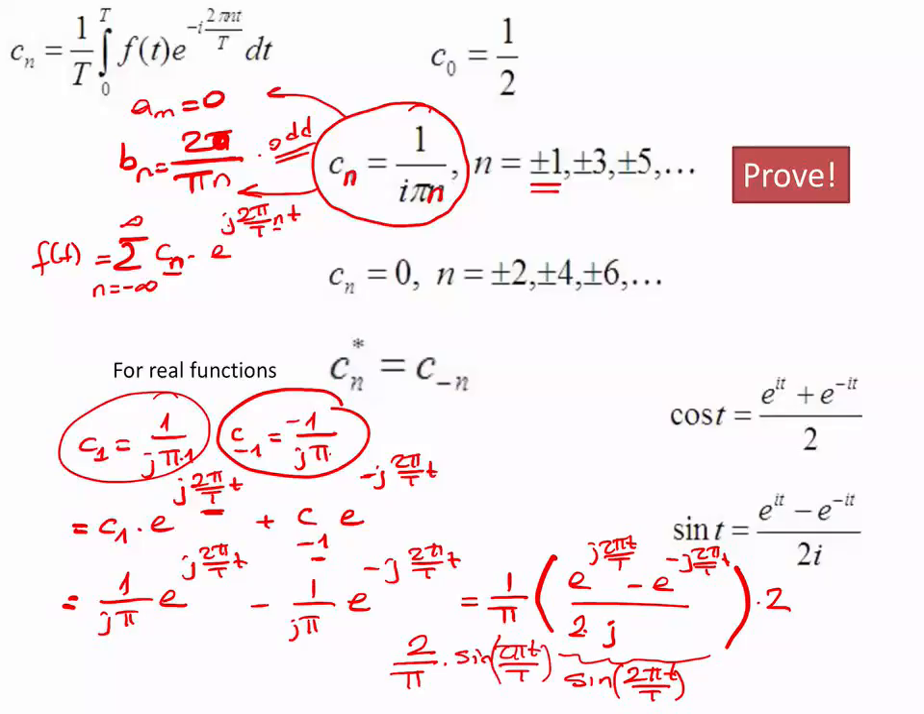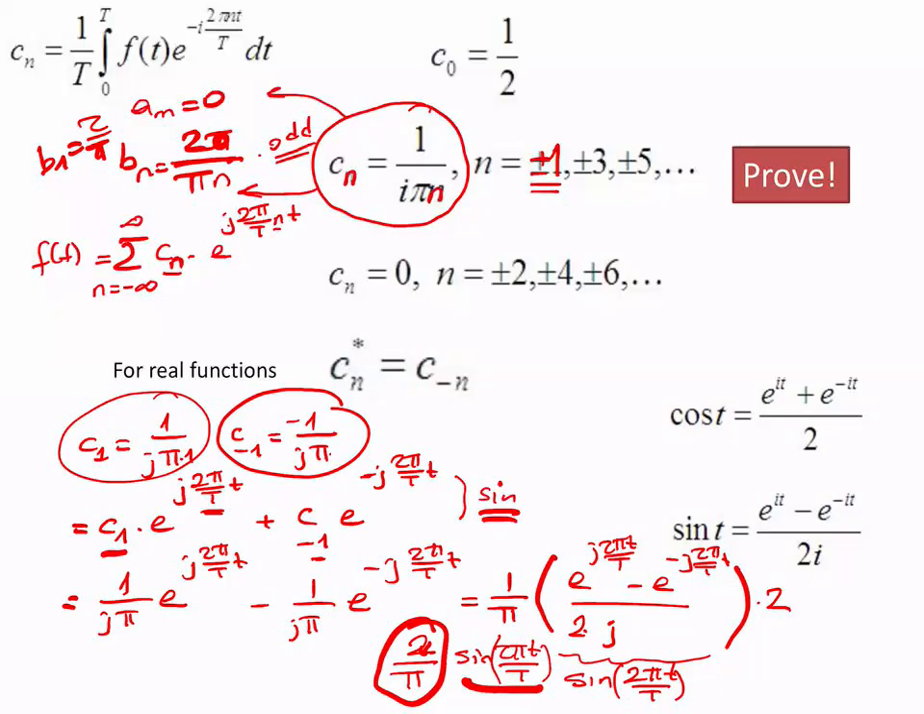So what did I get? 2 over pi n, so B1 is 2 over pi. So I will have 2 over pi times this sine. So if I have plus and minus to represent my sign, I will get C1 plus this, plus C minus 1 plus that, and this will comprise a sine wave.